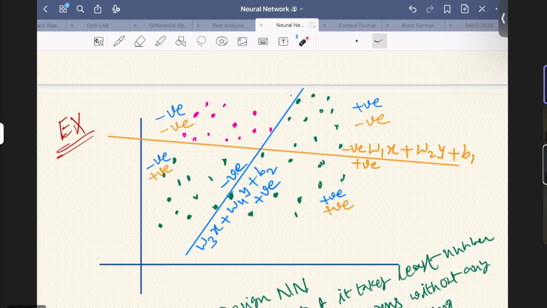Negative negative is false false. True false. True true. This is true false. We can clearly think that one gate is satisfying this. Or gate? Yeah, you can say OR gate. So the OR gate is doing this task.